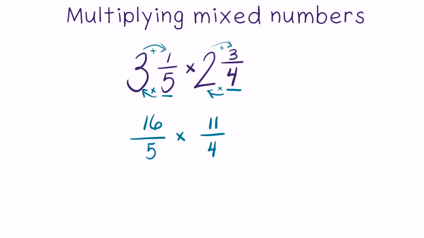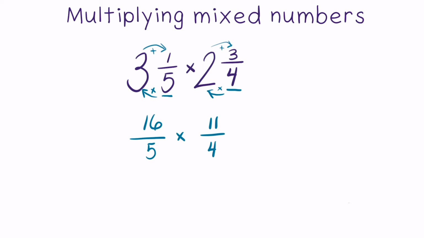Now we've rewritten our problem, 3 1/5 times 2 3/4, as 16 fifths times 11 fourths. It's the same value. The numbers are worth the same. They're just written as improper fractions. Now we can multiply across the numerator and multiply across the denominator. Let's start with the numerators.